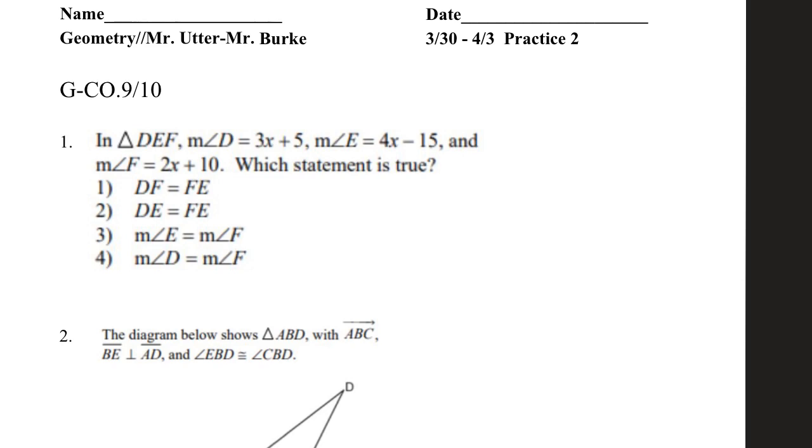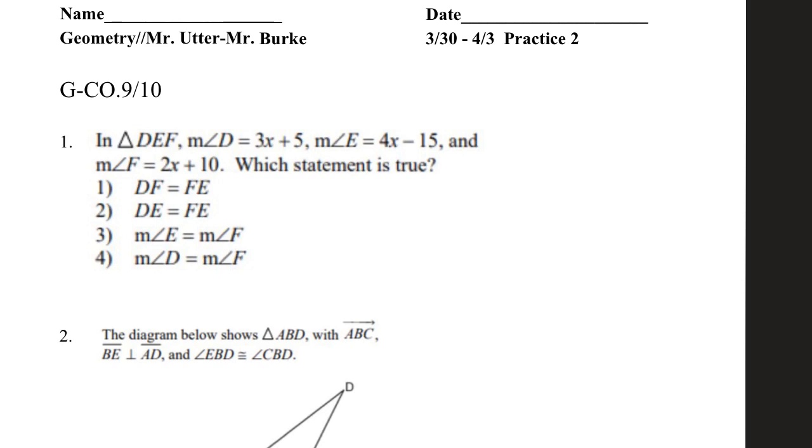So we are given triangle DEF, and they tell us all of their angle measures in terms of x, and they want to know which statement is true. So I see in number 3 and number 4 that they're comparing two different angle measures. So it'd probably be a good idea to start with finding x so that we can find some numbers for our angle measure. So let's go ahead and do that.